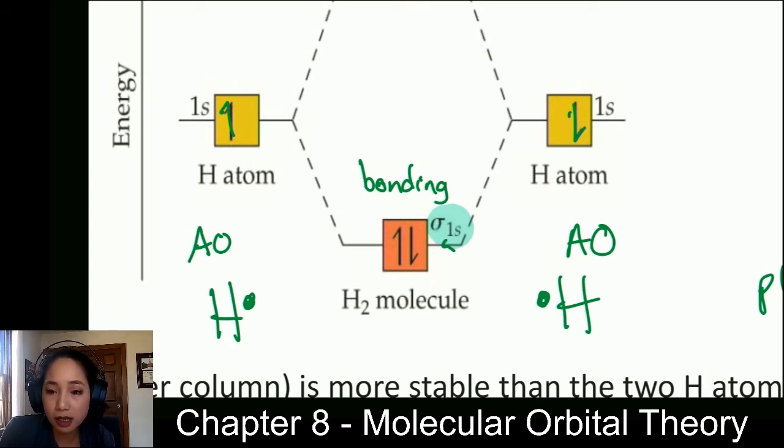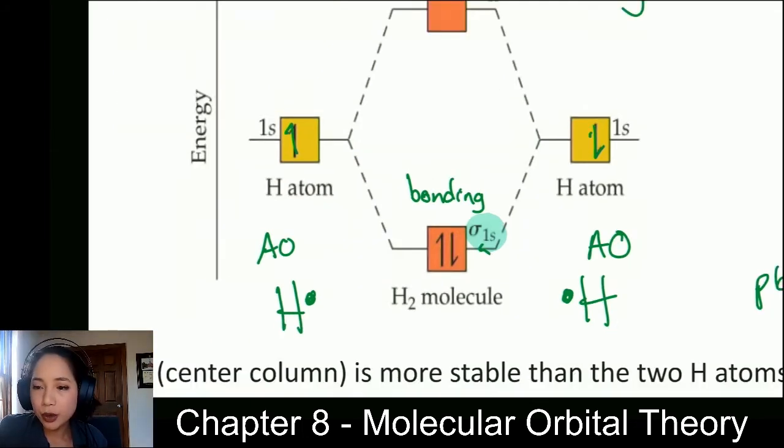So that's what this Greek letter indication is, that this is a sigma interaction, because it's a sigma interaction between two head-on s orbitals. And there's two electrons in it, so there's our sigma bond that we need to make the single bond between our hydrogen molecule. All right, so how can we figure out from the MO diagram that the hydrogen-hydrogen interaction is a single bond, or a bond order of one?